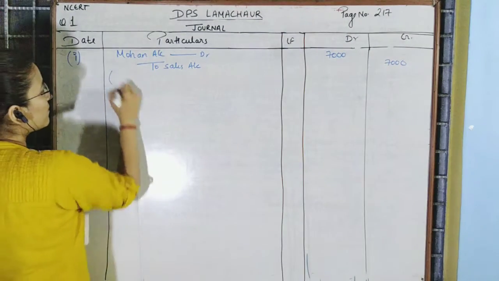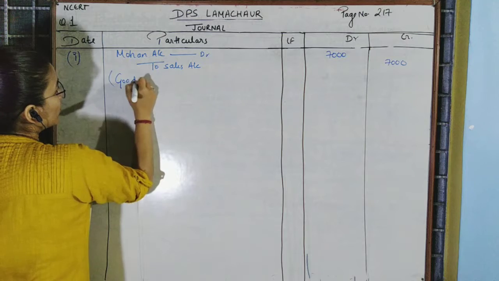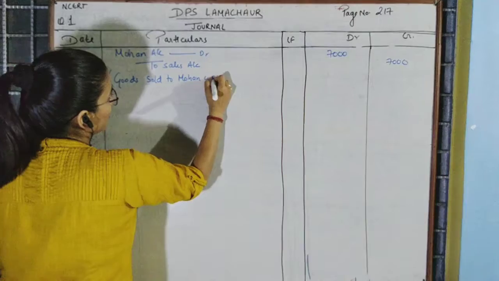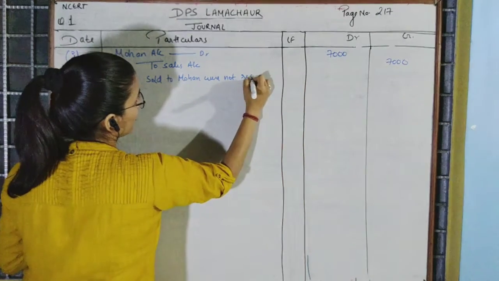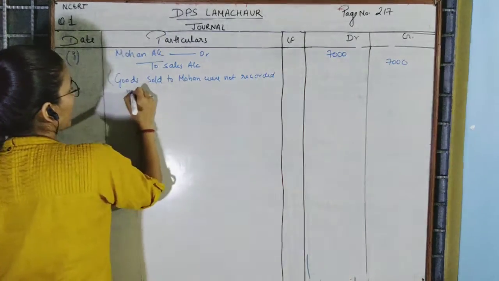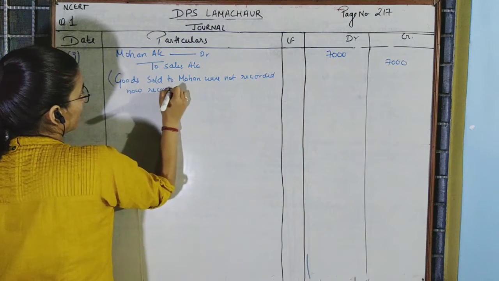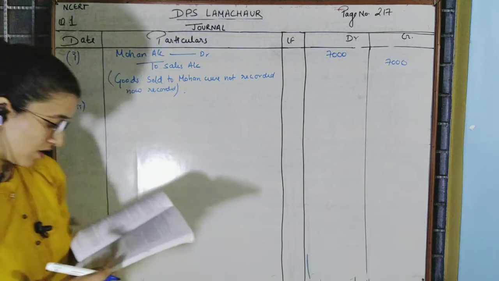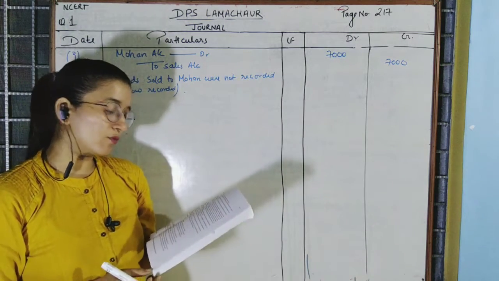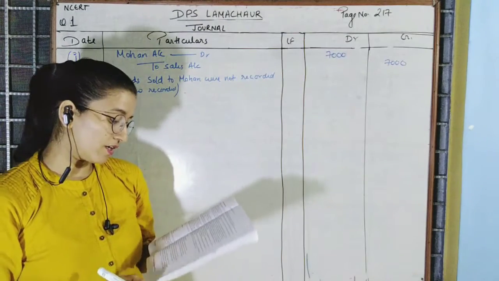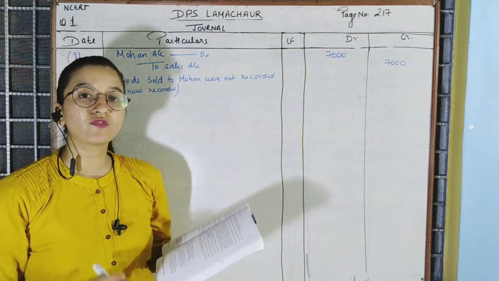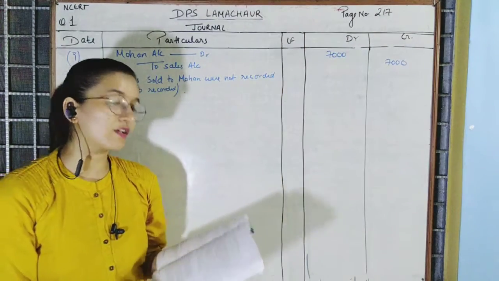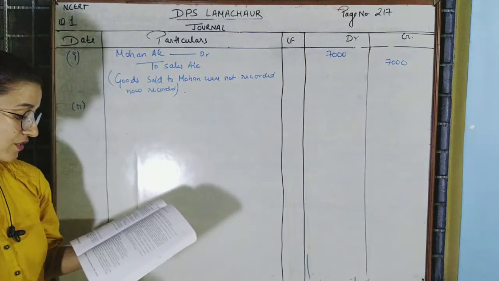Narration for this transaction will be goods sold to Mohan were not recorded, now recorded. Now second transaction is credit purchase from Rohan rupees 9,000 were not recorded. So here goods have been purchased from Rohan on credit. So this is the error, that this transaction was not recorded. To rectify this error, we'll record this transaction.